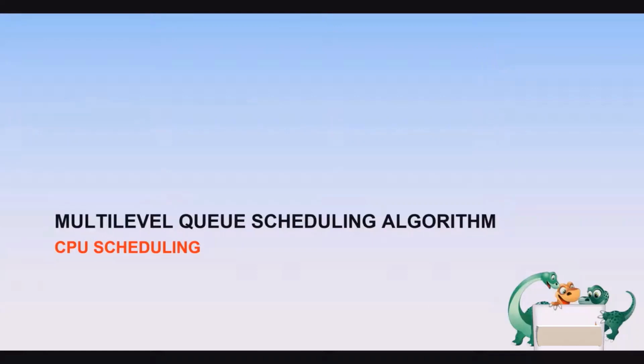Hi there. In this video, I will cover the multi-level queuing scheduling algorithm. This requires knowledge of the basic CPU scheduling algorithms like first come first serve, shortest job first preemptive, shortest job first non-preemptive, priority preemptive, priority non-preemptive, and round robin. Now let's get started.